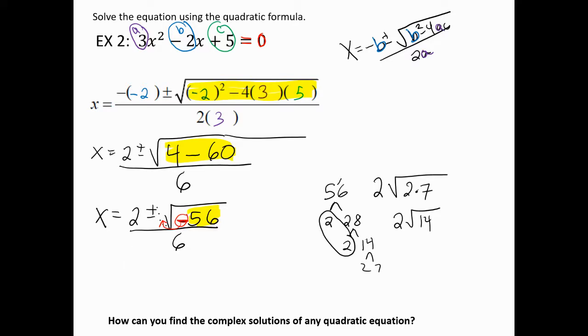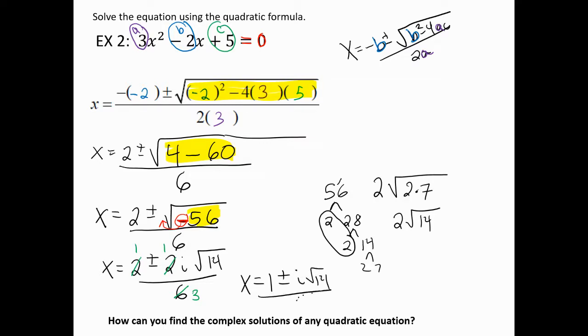And we must pluck out our i. So this is going to be x equals 2 plus or minus 2i square roots of 14, all over 6. We know there's a number that goes into 2, 2, and 6. 2 goes into 2 once, 2 goes into 2 once, 2 goes into 6 3 times. So this is going to be x equals 1 plus or minus i square roots of 14, over 3.